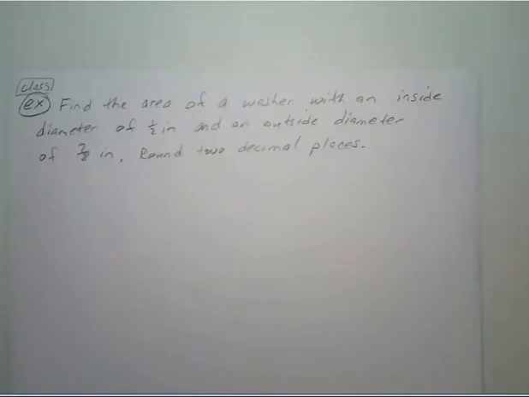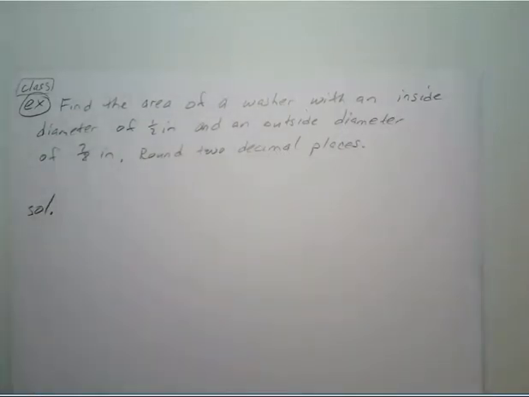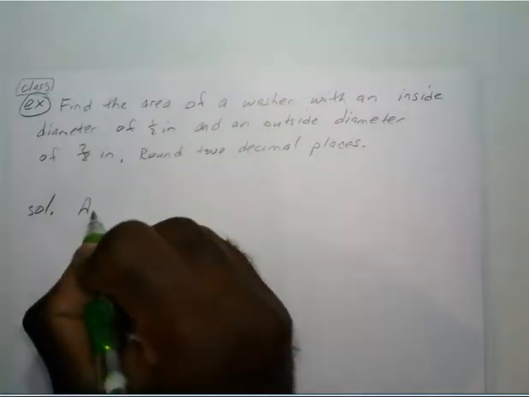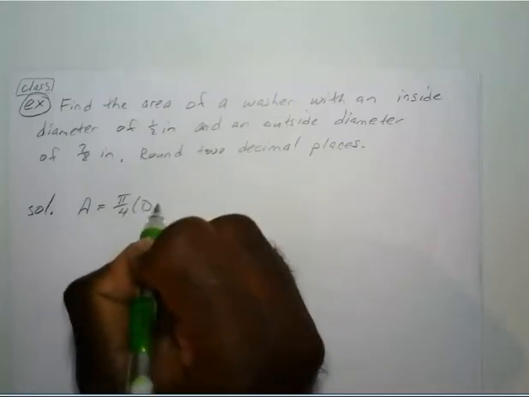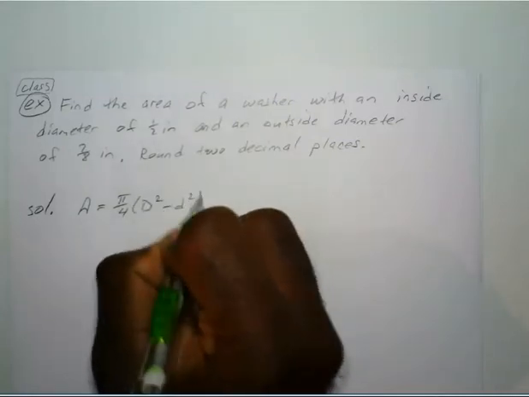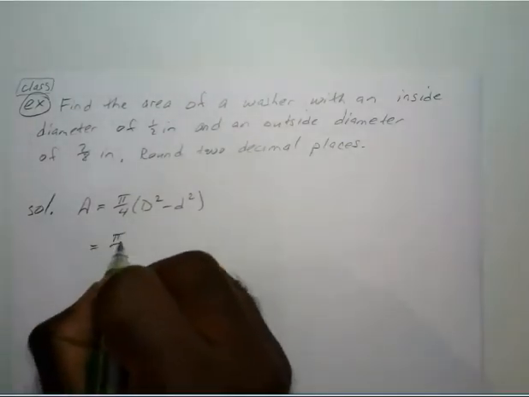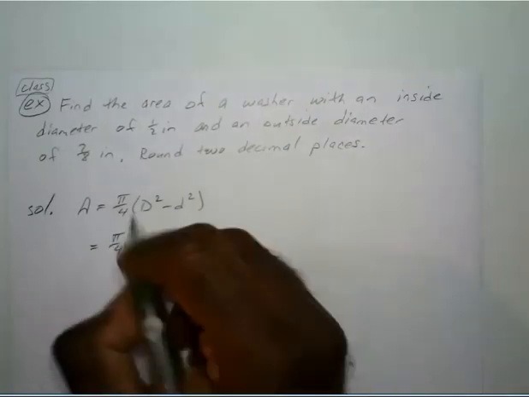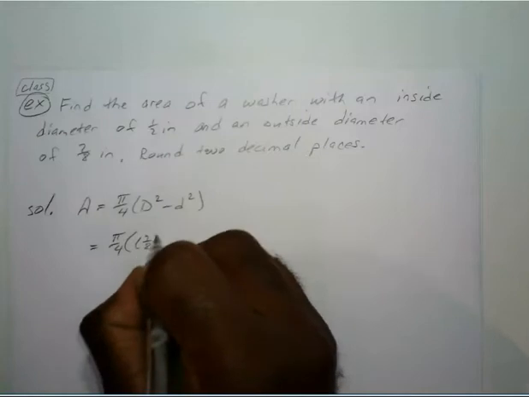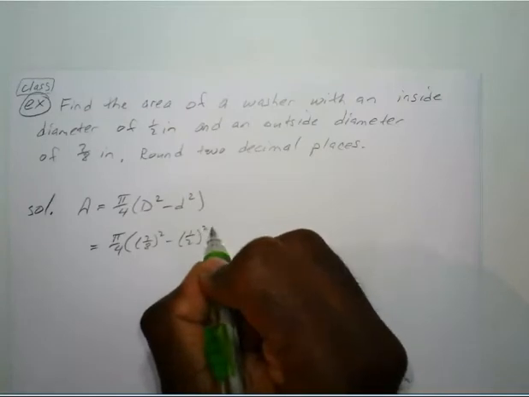All right, so assuming you've paused it and worked it out, let's go ahead and verify your answer. Okay, so the area of a ring, when you know the diameter, is equal to pi over 4 times the outer diameter squared minus the inner diameter squared. So that's going to equal pi over 4 times your outer diameter squared, which is 7/8 of an inch, squared, minus your inner diameter, which is 1/2 inch squared.